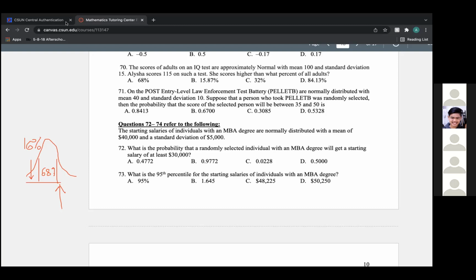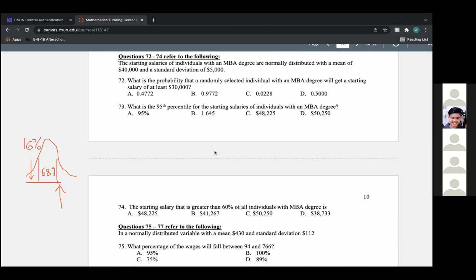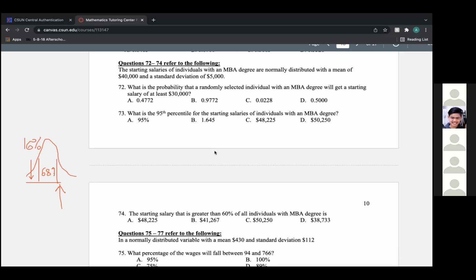72, the starting salaries of individuals with an MBA degree are normally distributed with a mean of 40,000 and a standard deviation of 5,000. What is the probability that a randomly selected individual with an MBA degree will get a starting salary of at least 30,000? Make sure for your upper, you do lots of nines for this one.